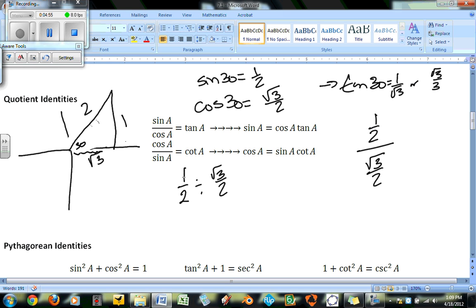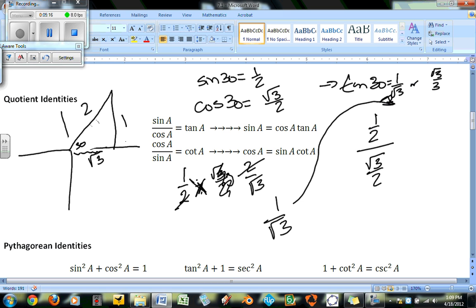We know when we divide fractions, we save this fraction, we change this sign to multiplication, and we flip this fraction, right? So I'm going to flip it to 2 all over the square root of 3. Now when I multiply, I can look diagonal before I multiply, and I can cross out these 2's, and now all of a sudden I have 1 all over the square root of 3. Isn't that the same thing that we already came up with for the tangent of 30?